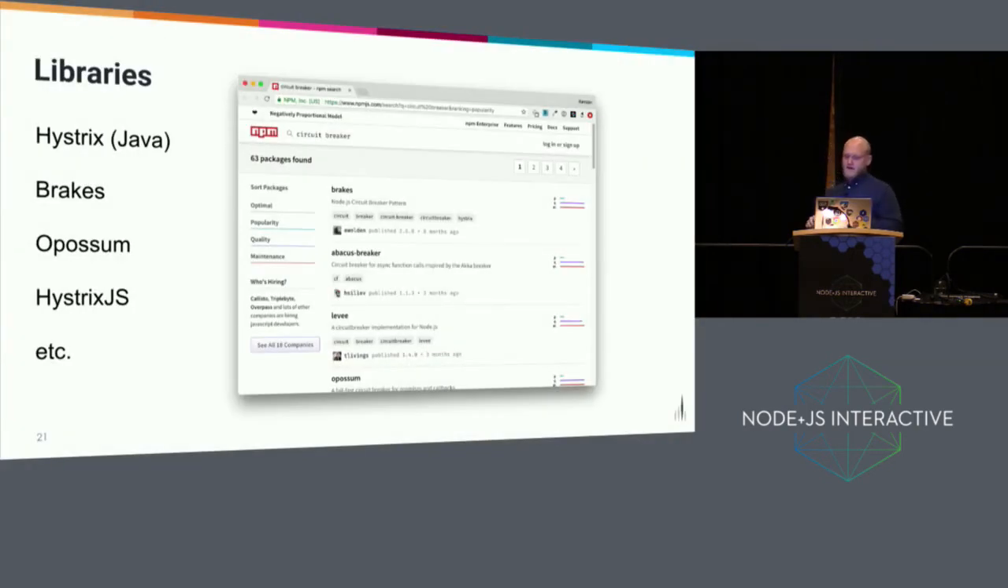So I mentioned Hystrix earlier. It's a popular adaptation of this pattern for Java services by Netflix. But there are a number of JavaScript libraries available on NPM. In this case, 4 pages worth. So find the library that suits your project's needs and dig in.